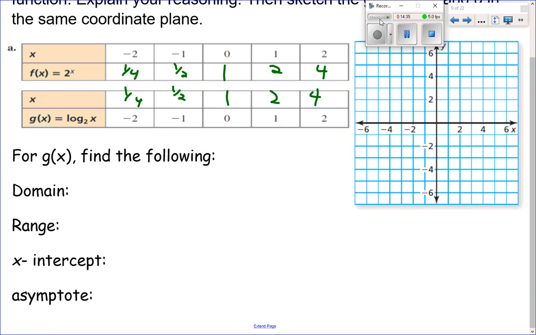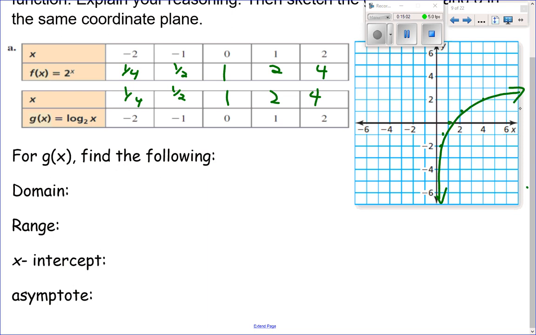Okay, so if I'm going to plot these points, at 1/4 I'm at -2. At 1/2 I'm at -1. At 1 I'm at 0. 2, 1, 4, 2. There's my graph. The domain and range are flipped.